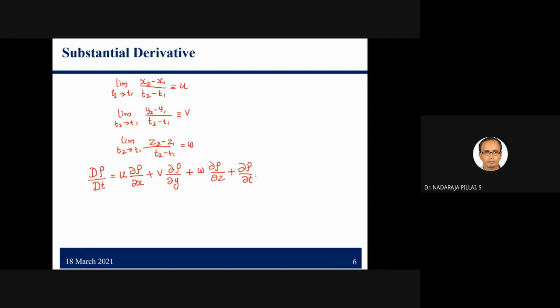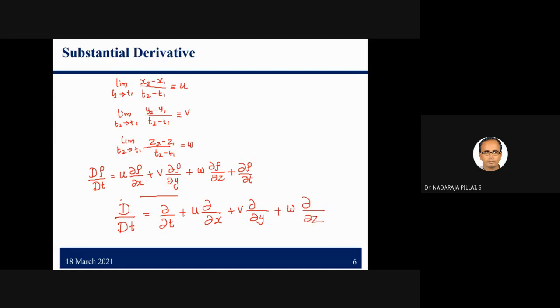So we can now obtain the expression for the substantial derivative. What is the expression for the substantial derivative? We can say D by Dt is equal to dou by dou t plus u into dou by dou x plus v into dou by dou y plus w into dou by dou z.